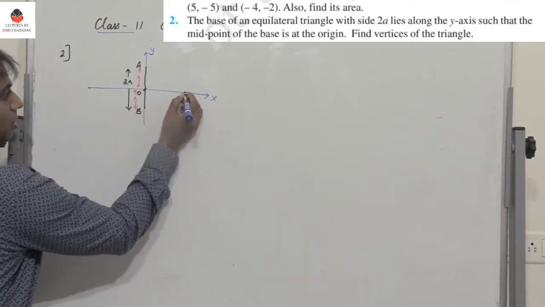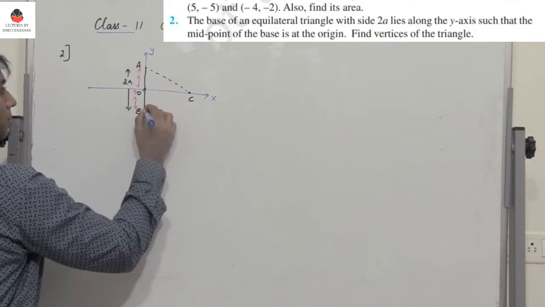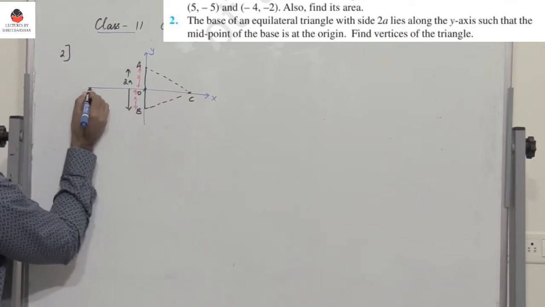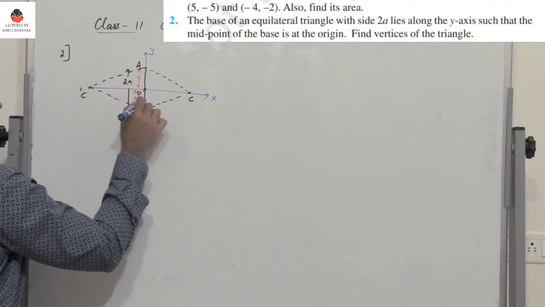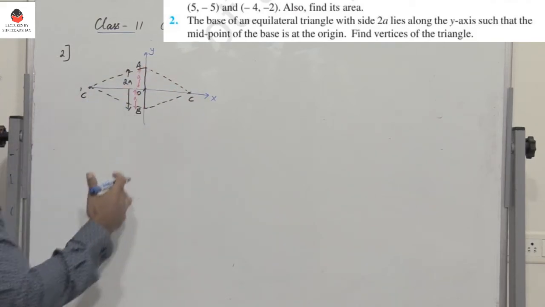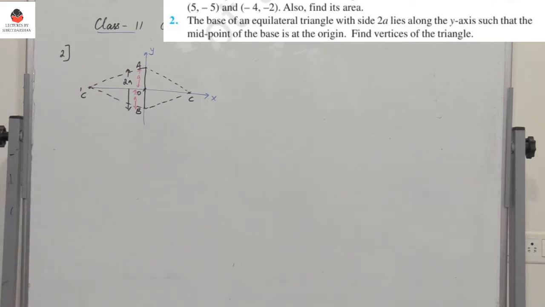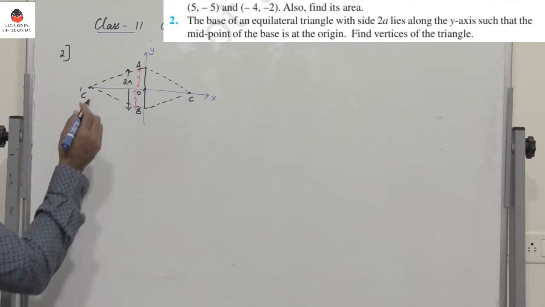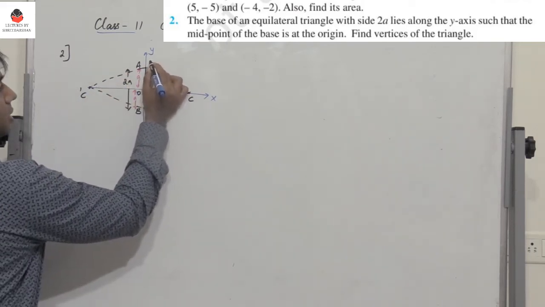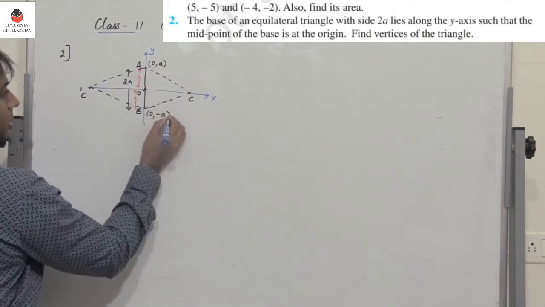Since it's an equilateral triangle, the other point C will lie on the x-axis, or the other point C dash can also lie on the other side of the x-axis. So now ACB is an equilateral triangle, or I have ABC dash, which is also an equilateral triangle. So we need to find the coordinates of the points C and C dash. The coordinates of A is definitely 0 comma A, and this is going to be 0 comma minus A.